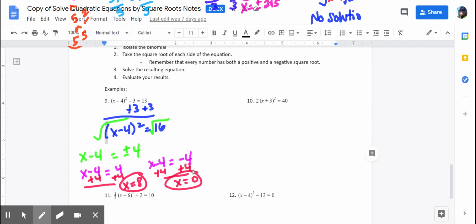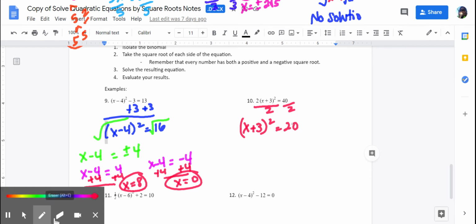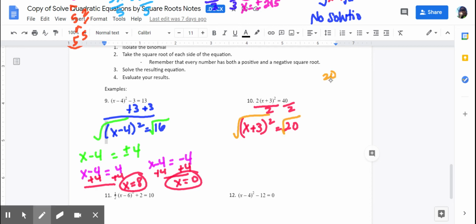second solution. When we look at number 10, we're going to start by dividing this problem by 2. So I have x plus 3 squared equals 20. Now I need to square root each side to get the squared away. Remember, I want to simplify the square root of 20 as much as I can. So it'll be 5 times 4, factors of 4, 2, and 2. So I'll have x plus 3 equals the positive and negative version of 2 on the square root of 5.